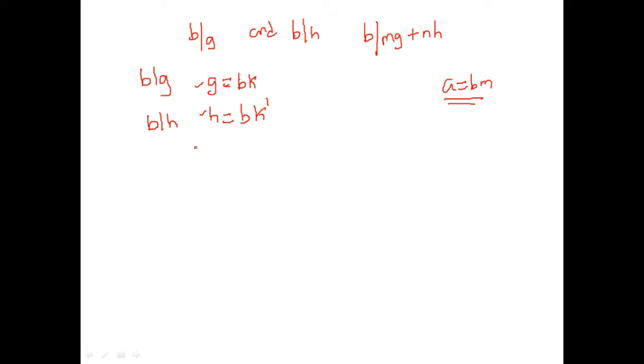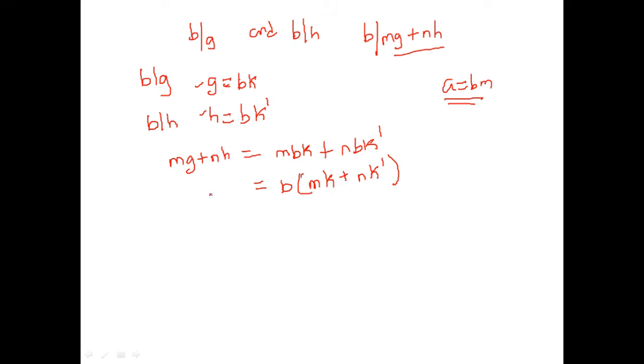What we are going to do is take this Mg plus Nh. We'll substitute the value for G and H here. So it is nothing but M into Bk plus, what is N? H? It is N into Bk dash. So since B is common here, we can take B out. So what is remaining is Mk plus Nk dash. And this is equal to Mg plus Nh.